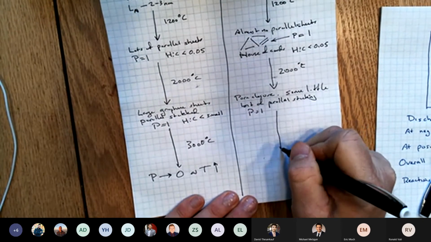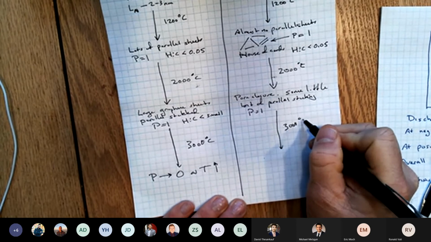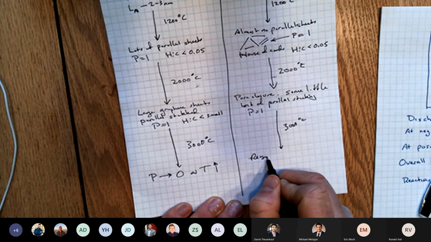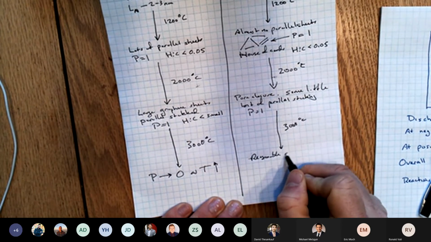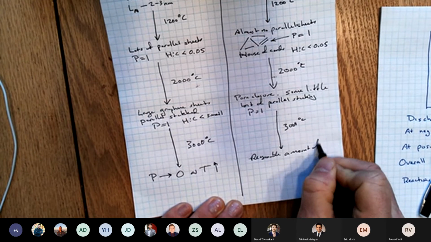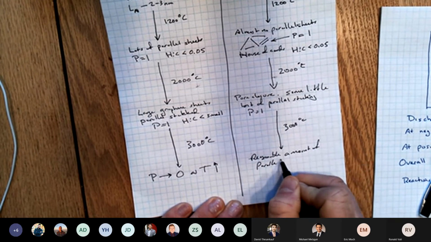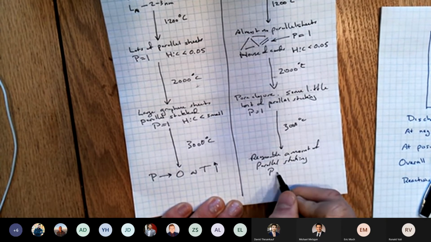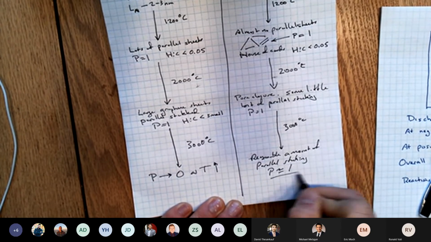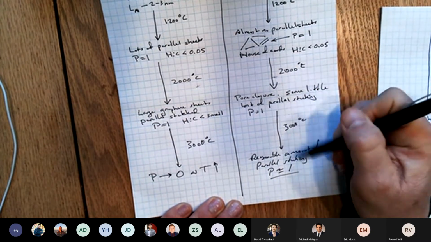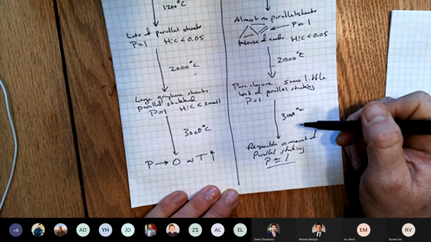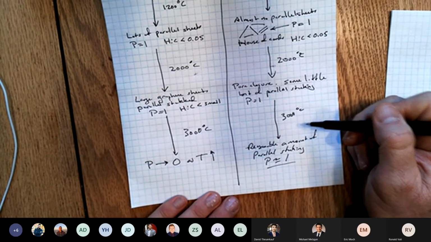And over on this side, when you go to 3000 degrees C, eventually you get a reasonable amount of parallel stacking. But P is still almost 1. So you just don't eliminate turbostratic misalignment in the hard carbons. They just don't graphitize, is what the jargon would be.